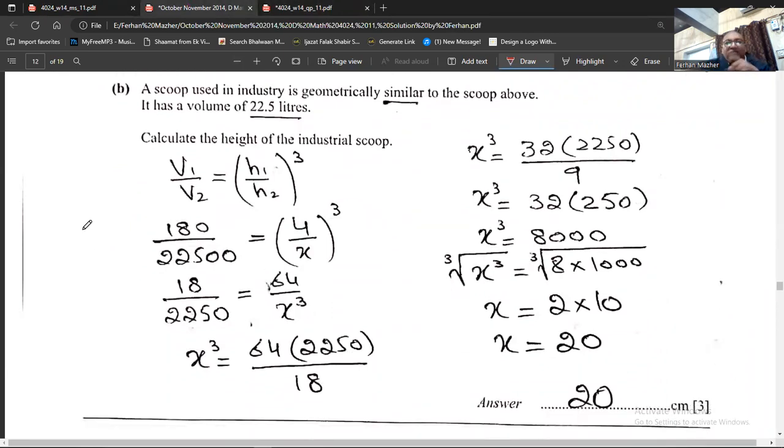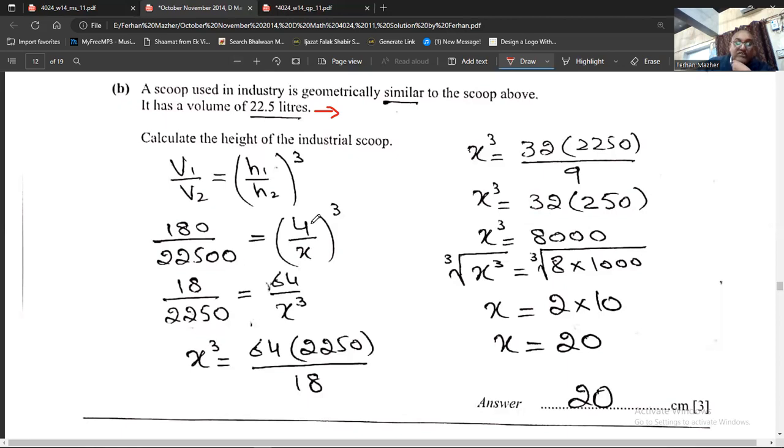So V1 by V2 is equal to H1 by H2 whole cube, and V1 is 180 centimeter cube. I will convert the liters into centimeter cube. In 1 liter, there are 1000 centimeter cube. So I will multiply 22.5 liter with 1000 and it will be converted into centimeter cube. So that will become 22500.